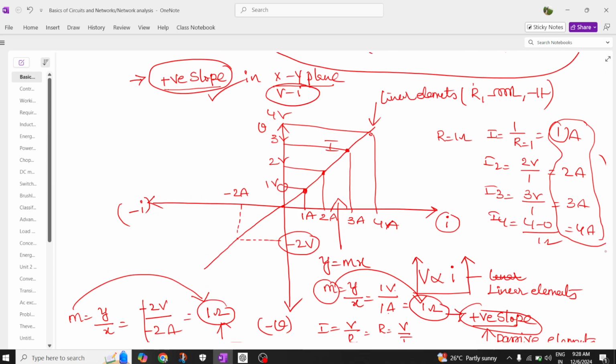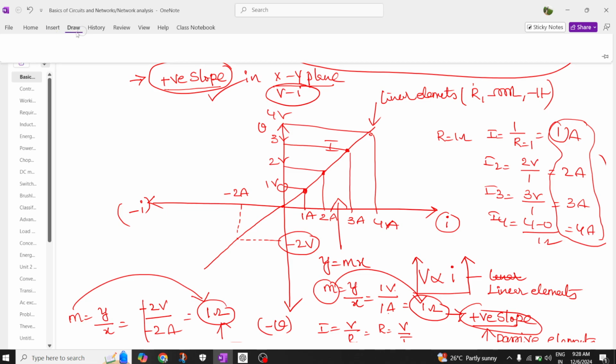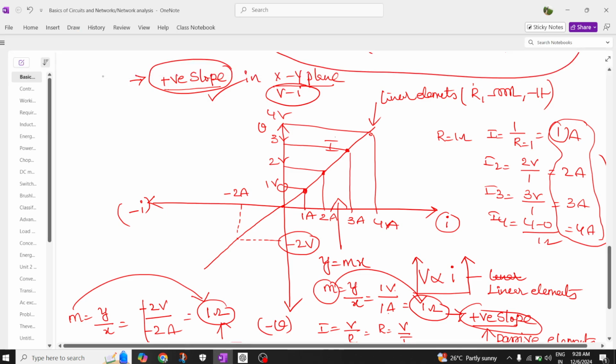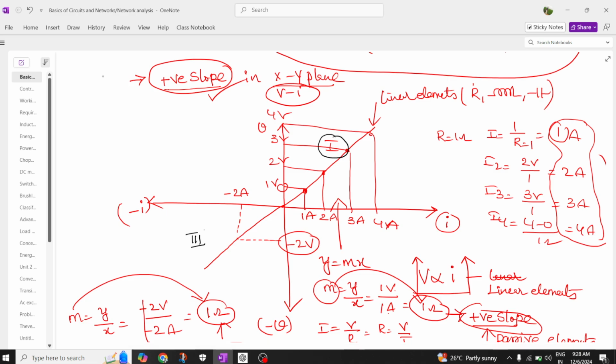And coming to the next analysis, let us try to draw a dotted line. So you can see here, if the elements are there in the first quadrant as well as the third quadrant, if a graph is shown in the first and third quadrants, you can call these elements passive elements. So here we have the passive elements, here also we have passive elements. What are the passive elements? A resistor, inductor, capacitor.